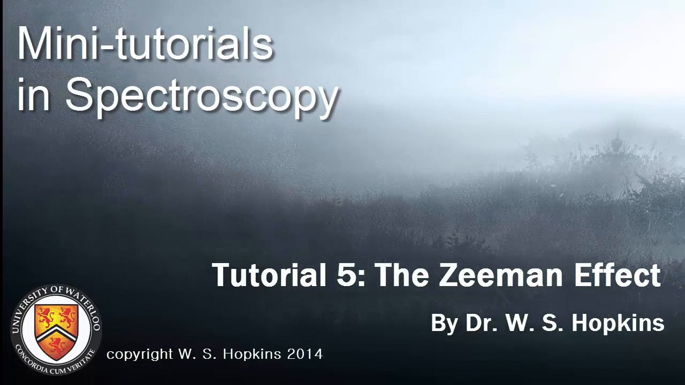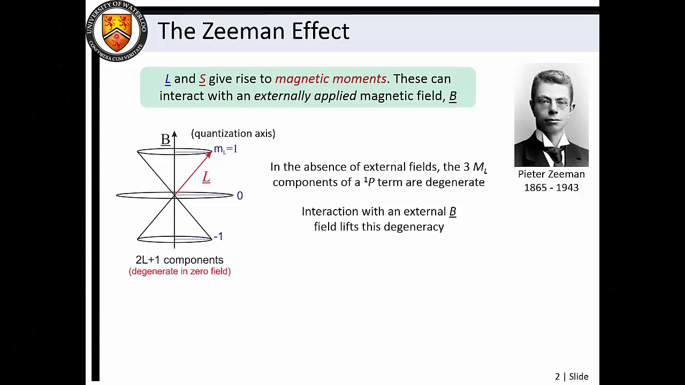Let's talk about the Zeeman effect. When the total orbital angular momentum L has a value greater than 0, a magnetic moment arises. Similarly, a magnetic moment associated with the total spin angular momentum arises when S is greater than 0. The phenomenon whereby these magnetic moments interact with an external magnetic field is known as the Zeeman effect.